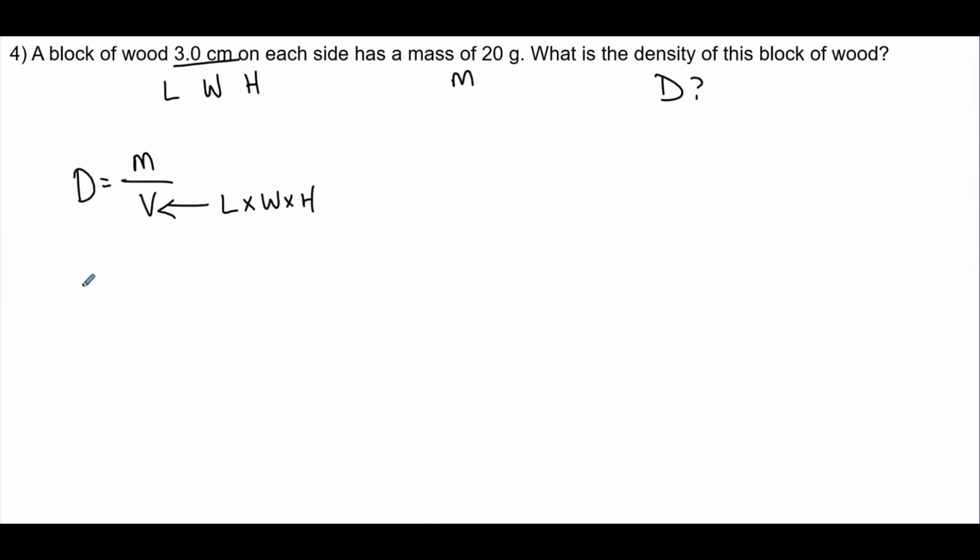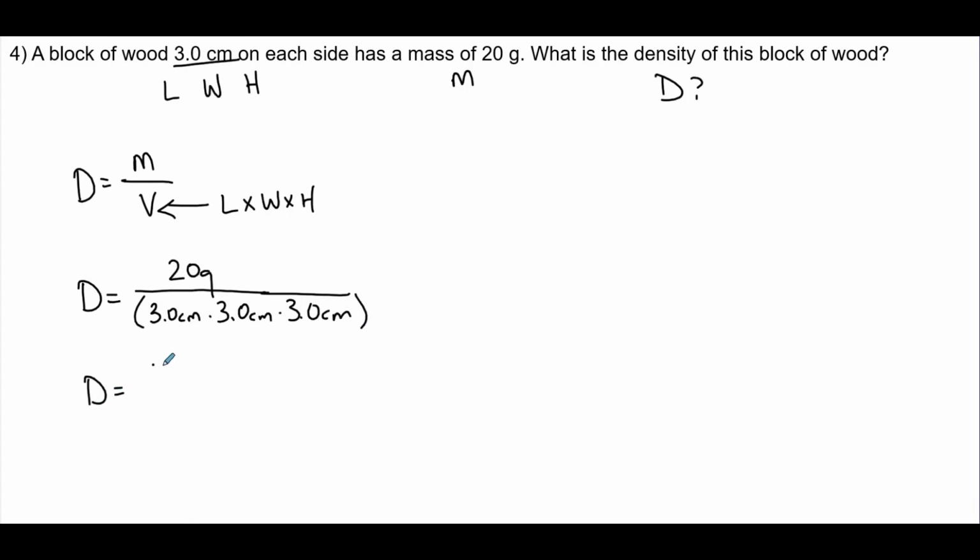So let's start plugging in some numbers. That's density is equal to the mass of 20 grams, and I'm simply going to divide by 3 centimeters times 3 centimeters times 3 centimeters. Or we could just put 3 to the third power. Now I'm going to simplify that a little bit. That's 20 grams, and 3 times 3 times 3, that's 27, and that would be centimeters cubed. And so now I just need to divide 20 by 27.